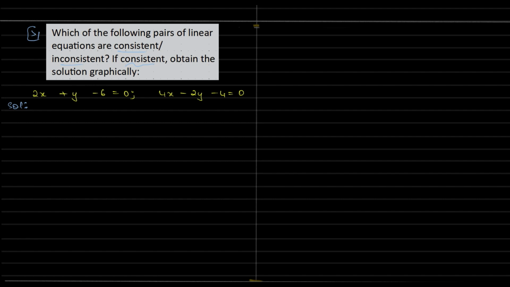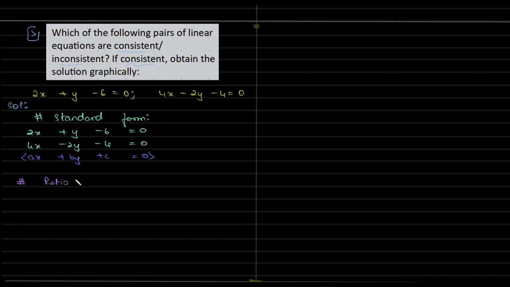Again, there are many ways; this is one of them. Whenever you start any kind of such question, we always need to write it in standard form. So we are looking at 2x plus y minus 6 being equal to 0, and 4x minus 2y minus 4 being equal to 0. When compared to ax plus by plus c being equal to 0, we'll get to know if it's consistent or inconsistent.